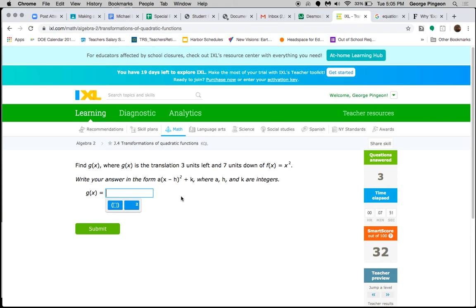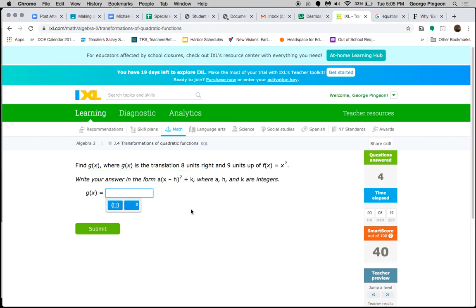Okay, translation 3 units left and 7 units down. So a stays the same, 1. X, so 3 units left. Now remember we said adding is left. So x plus 3 squared. And then 7 units down is minus 7.